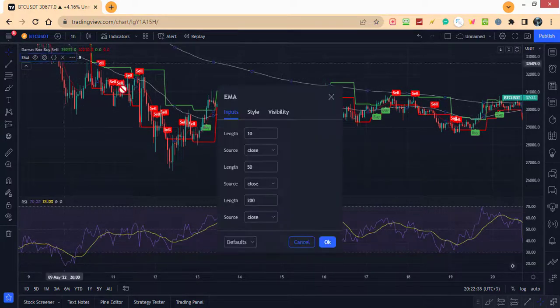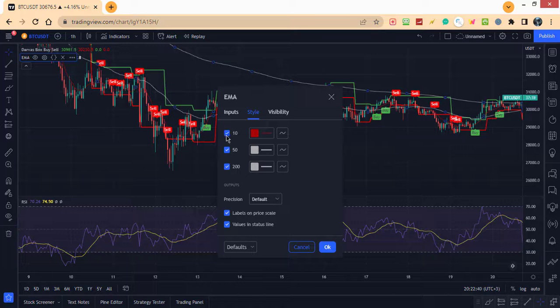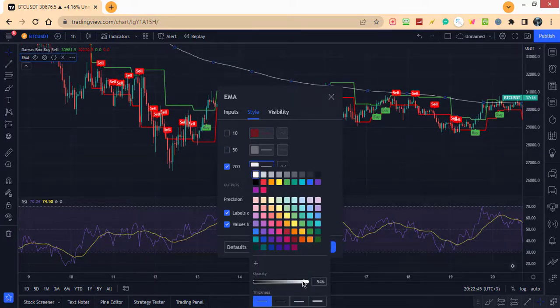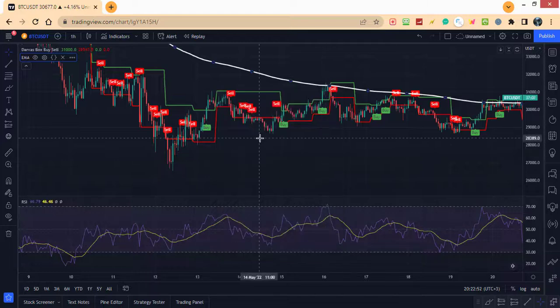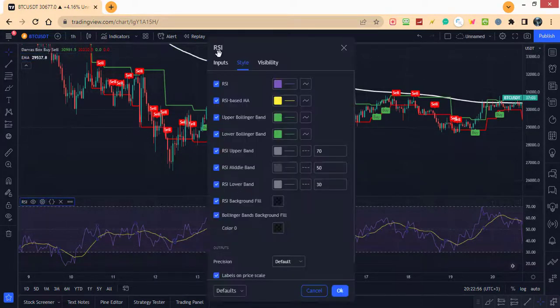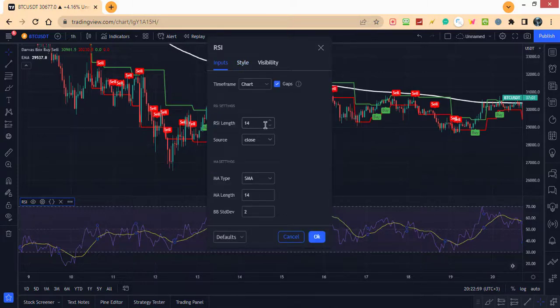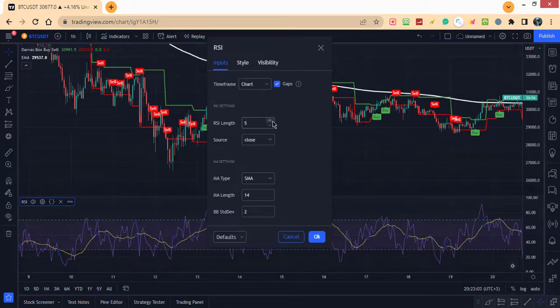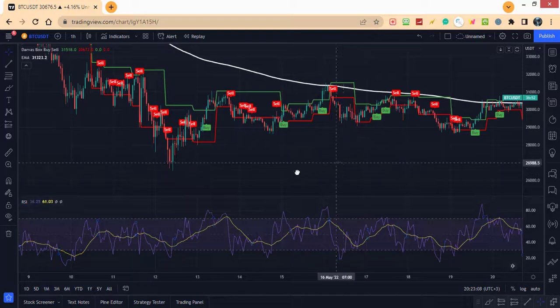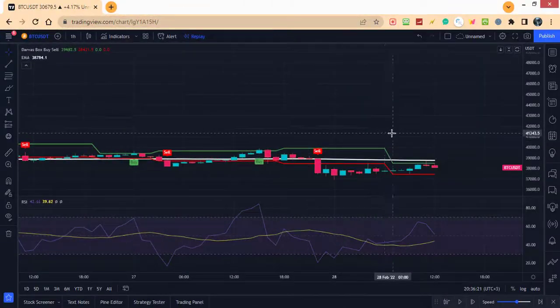So we will go to settings, and we will change only to 200. We need 200 EMA, so I will increase opacity, and that's okay. And then we will do some settings with RSI. Go to the settings of RSI, then go to input and decrease this value to 6. We will use this as a volume spike, so that's it.